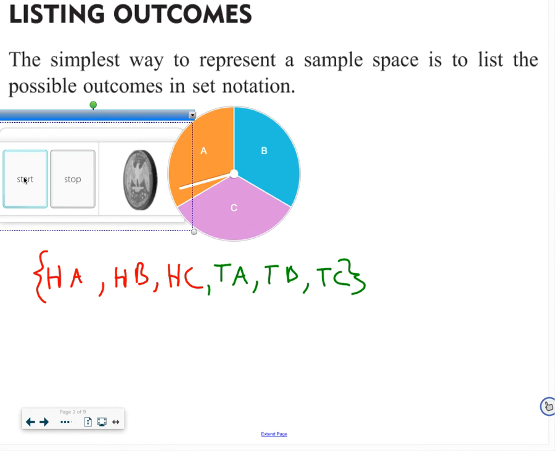And I can see if I flip a coin and get a tail, and I do a spinner and get A, I have a tail and an A. There's my outcome in my sample space, and any other possible one should be included in that sample space. It should be an exhaustive list.